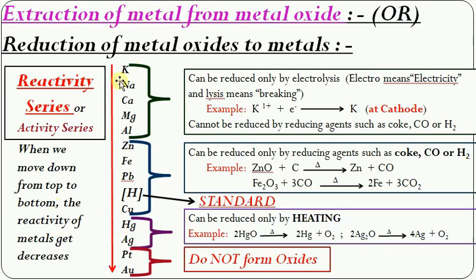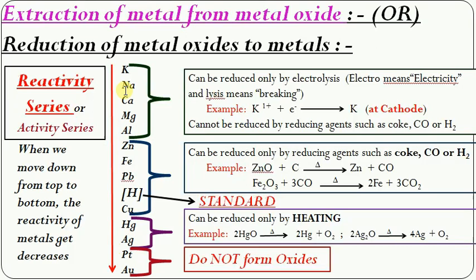What is one more point you have to understand? At the top we have potassium. When potassium reacts with sodium chloride, for example, the potassium can replace sodium in sodium chloride. So NaCl plus K will give you KCl plus Na. It means potassium is more reactive than sodium. So what is the concept you are learning here? The potassium can replace all other elements.